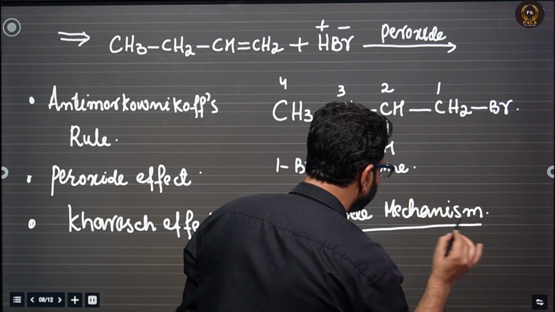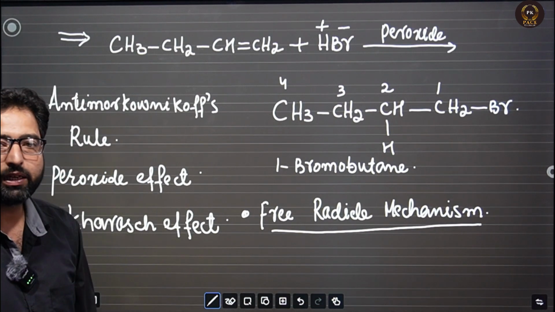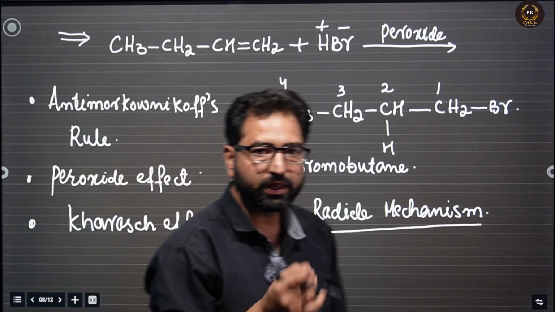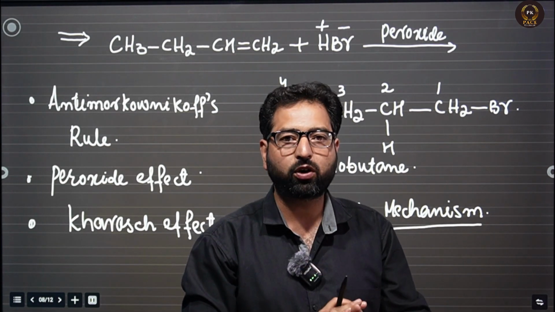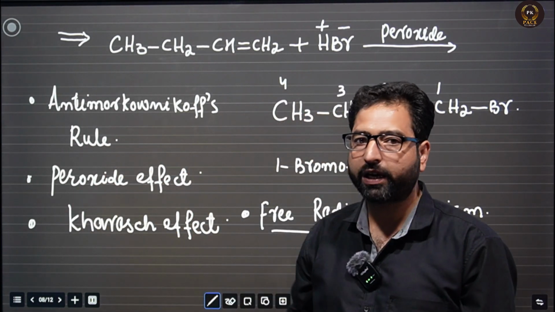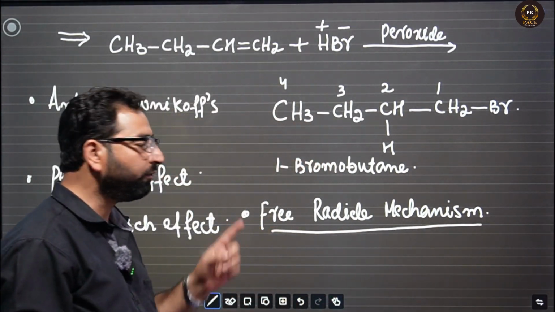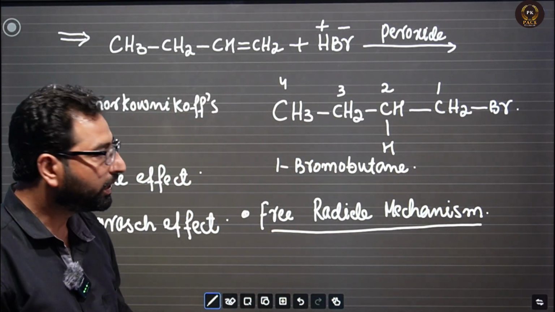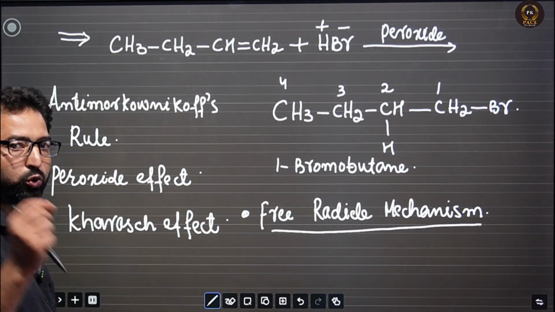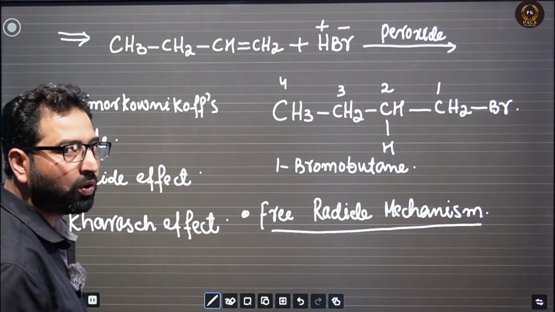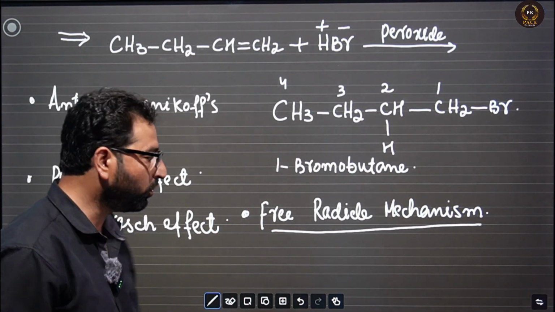First we said that the addition will take place by electrophilic addition, according to Markovnikov, but opposite to that of Markovnikov, in case of the peroxide effect, the reaction proceeds through the free radical mechanism. Now I will show the free radical mechanism. It will take us 2 to 3 minutes. I will show you how this reaction proceeds. Okay, see here.